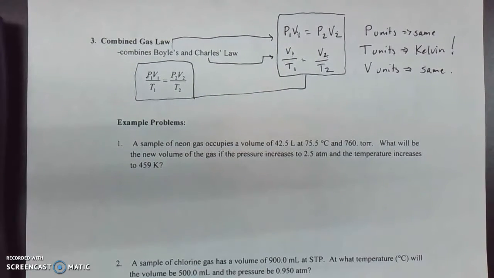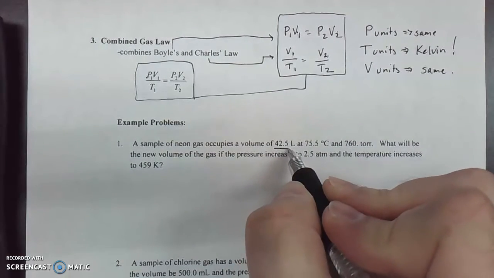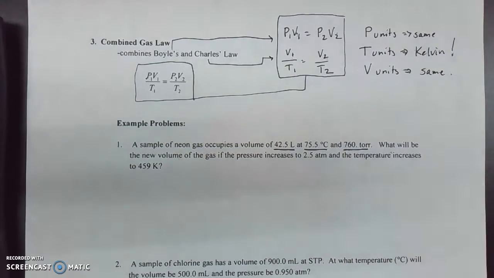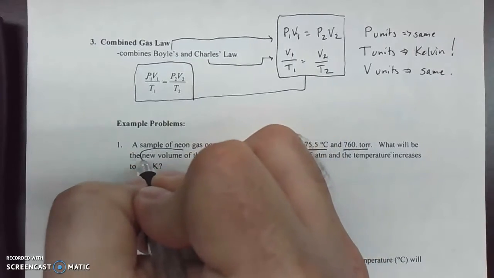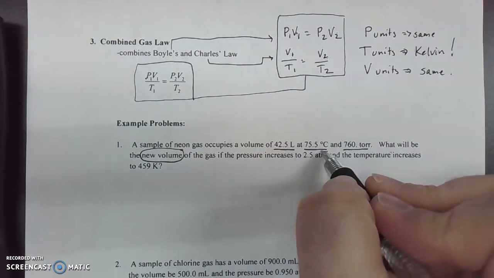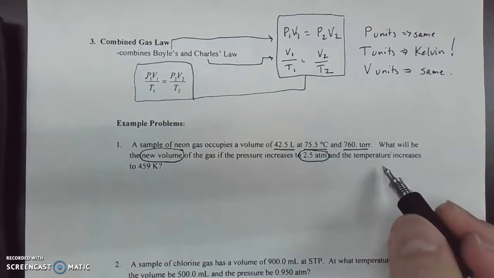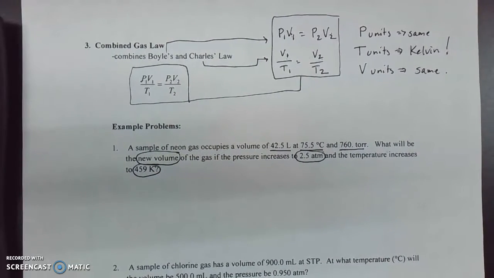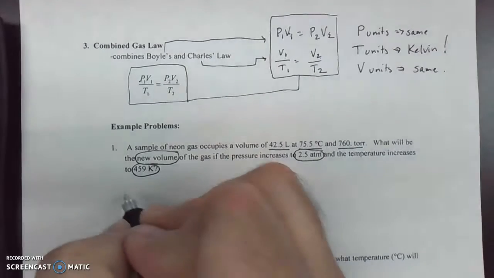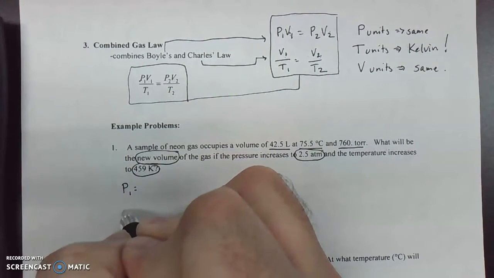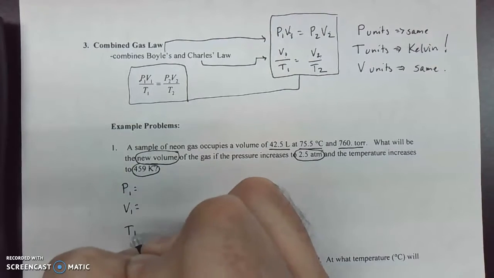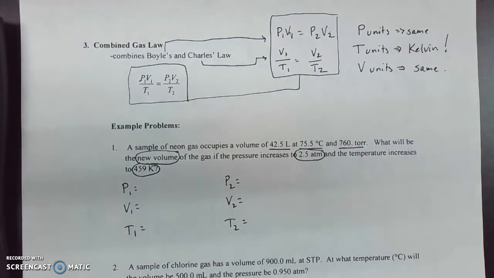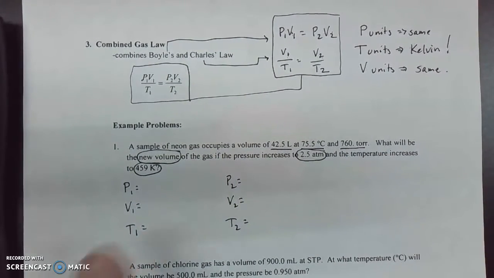Here we have a sample of neon gas that occupies a volume of 42.5 liters at 75.5 degrees Celsius and 760 torr. What will be the new volume? So I'm going to circle that one. The pressure increases to 2.5 atmospheres and the temperature increases to 459 Kelvin. So with this, the tricky thing is keeping track of everything. We have 6 variables: P1, V1, T1, P2, V2, and T2. Now we just have to match everything up.